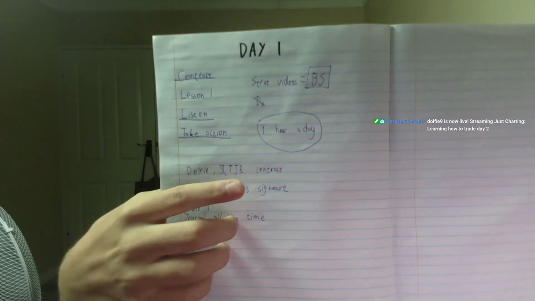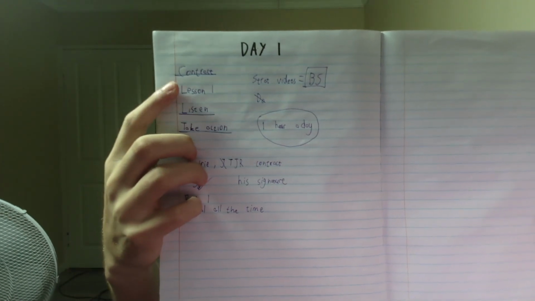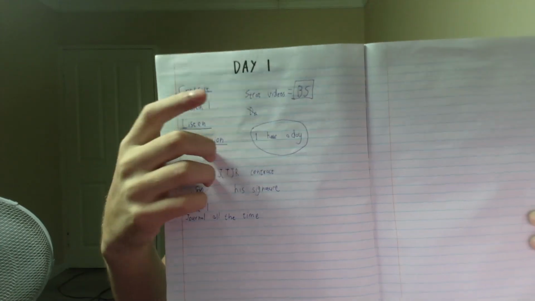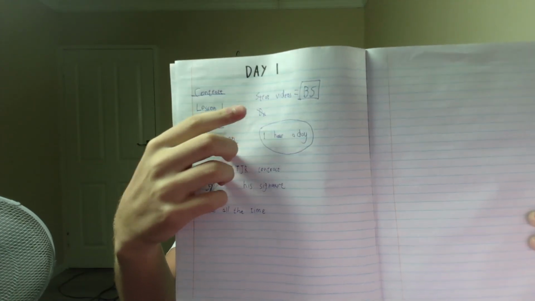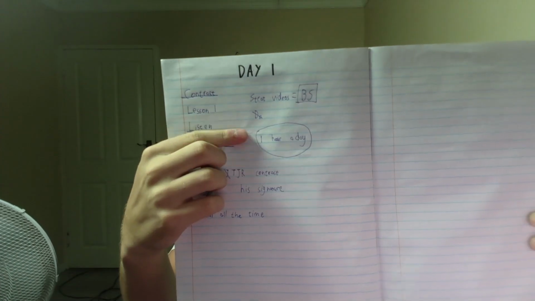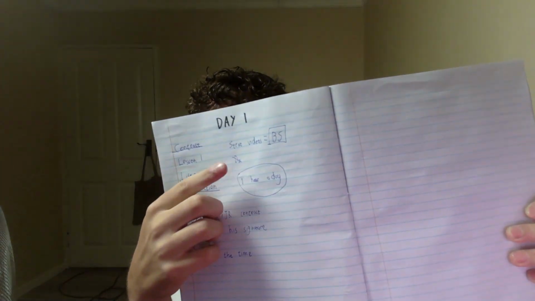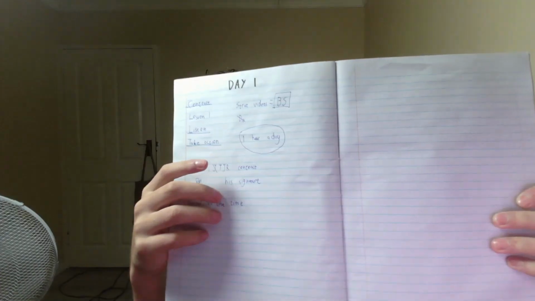Not too much. Lesson one is listen and take action. Strat videos equals bullshit. At least 1 hour a day. But that's really just for the videos, but still, at least 1 hour a day. They say if you spend 20 minutes on something every day for a year, you reach the level of a master. But I think that really depends on what you're doing.